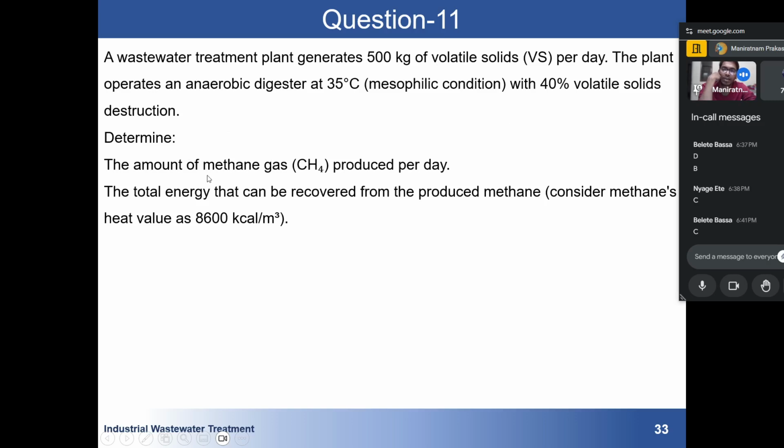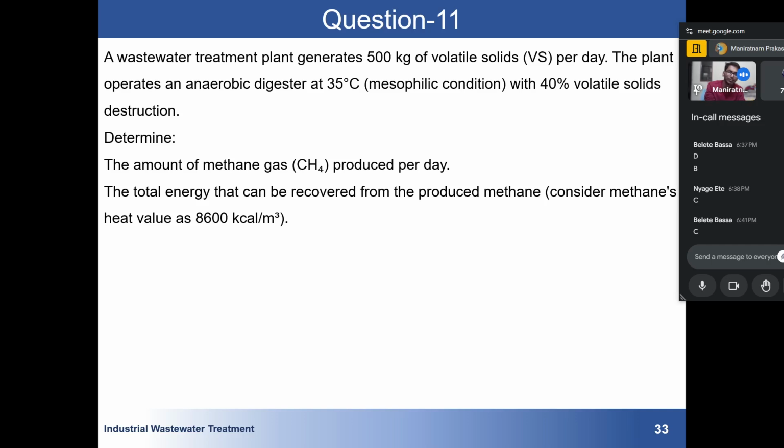So we have to find out the methane produced per day and the total energy that can be recovered from the produced methane, considering the methane heat value is 8600 kilocalorie per meter cube. Now, we know that this volatile solid will mostly contain carbon, and out of whatever volatile solids are coming, 40% is being destructed. The only way of destruction is to convert these volatile solids into methane.